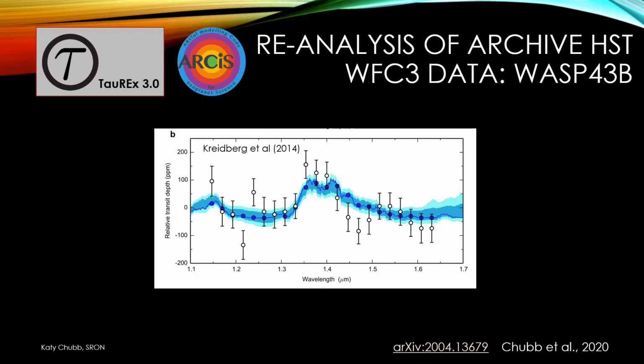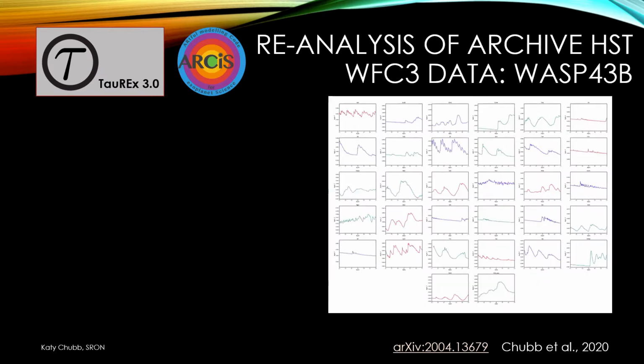You can see the data points with error bars, and then in blue is the best fit retrieval model, which finds some evidence for water vapor based on this absorption feature here. We did a systematic retrieval analysis using both the ARCiS and TauREx retrieval codes, which uses all the data currently available of different molecular species which have absorption features in this wavelength region of the WFC3 instrument, so that's around 1.1 to 1.7 microns.